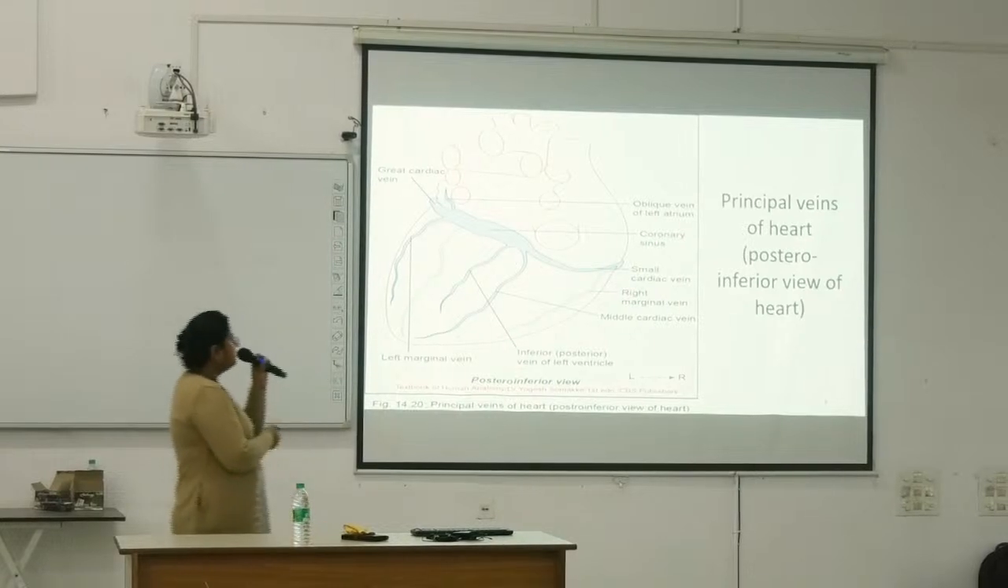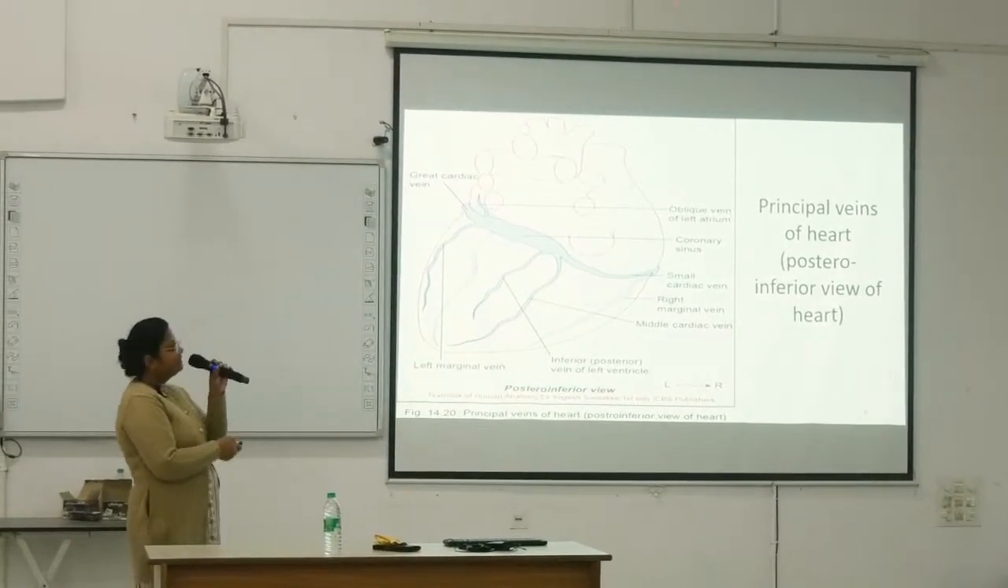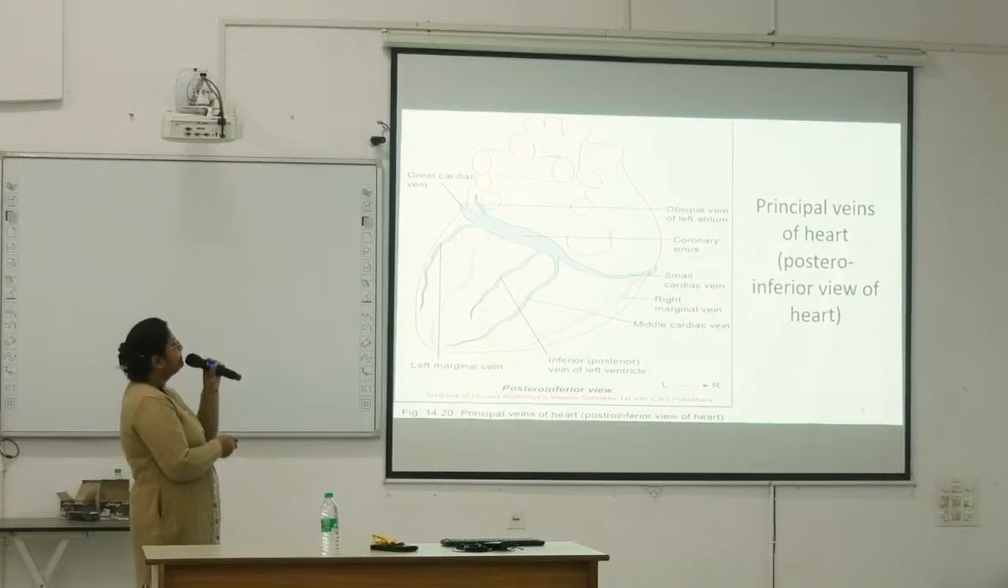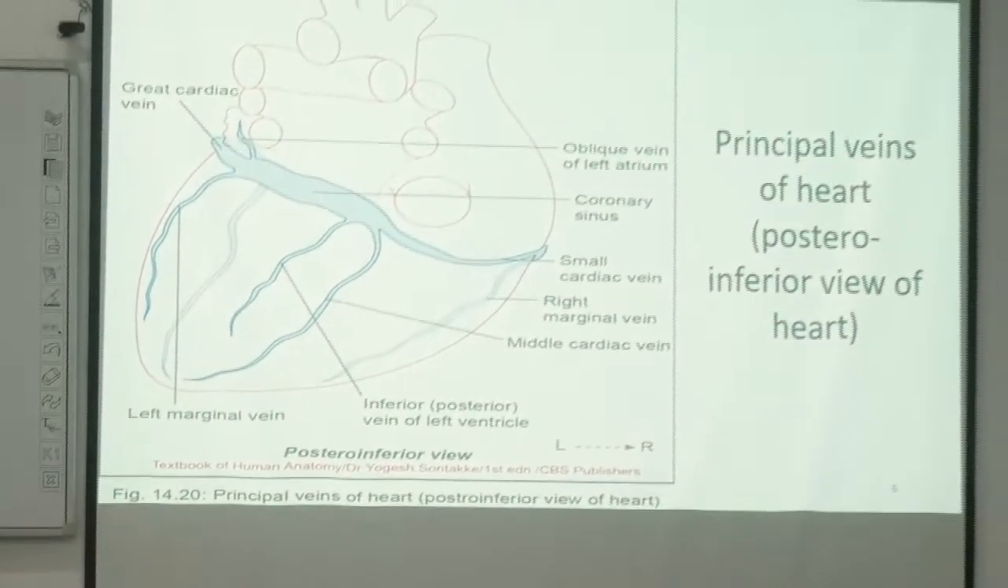In this view you can see the base of the heart. This part is the base of the heart, which is formed by the two atria, right atrium and left atrium. Mainly two-thirds is formed by the left atrium and one-third by the right atrium. And this is the diaphragmatic surface of the heart. It is formed by the two ventricles.